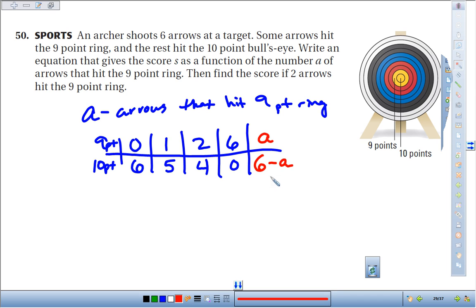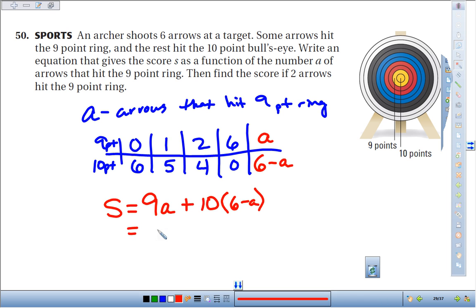Now we can come up with our function. The score is going to be 9 points times A, the number of arrows that hit the 9-point ring, plus 10 points times the number of arrows that hit the 10-point ring. And we just came up with that expression. It was 6 minus A. So A arrows hit the 9-point ring. The leftovers, 6 minus A, hit the 10-point ring.